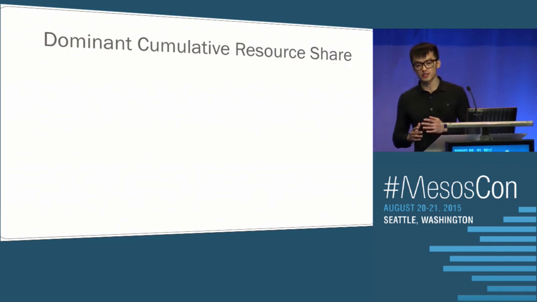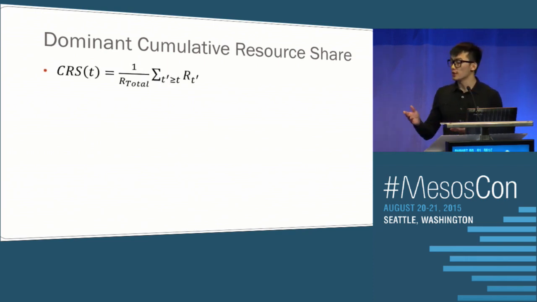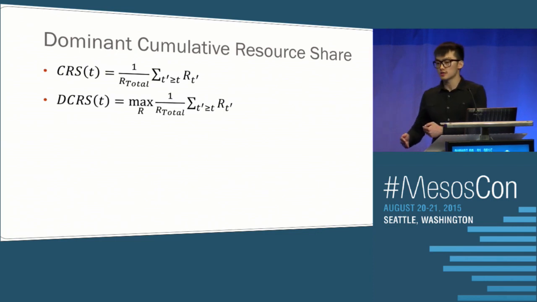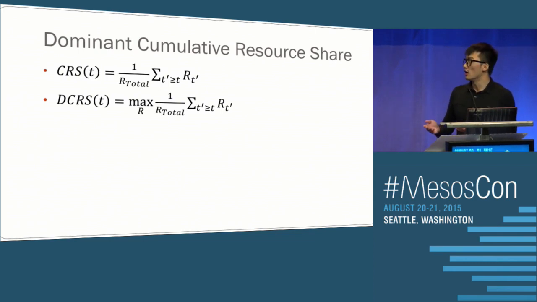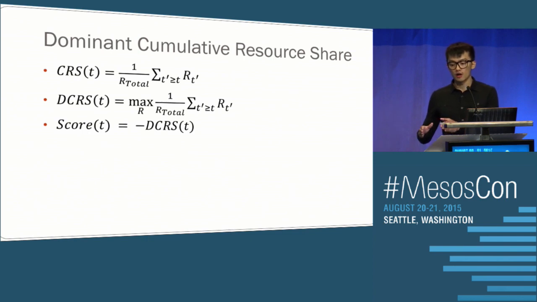So here, I have to apologize, the name is getting a little bit long, but you know, naming is hard. Dominant cumulative resource share. So again, to recap, we define CRS to be the sum of all the resources of all the tasks that are more important, divided by the total resource. And to extend the idea to multiple resources, it's straightforward. You just calculate CRS across all resources and you take the max across them. And finally, we have our score function to be the negation of DCRS. Again, the idea is we want the higher score to represent more important, and DCRS or CRS work the opposite. The more important task has a lower dominant cumulative resource share, so we simply do negation here. Nothing too fancy.